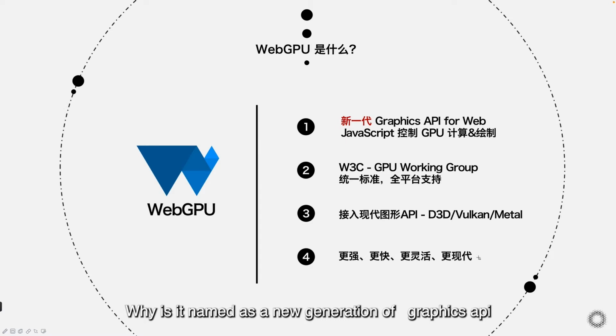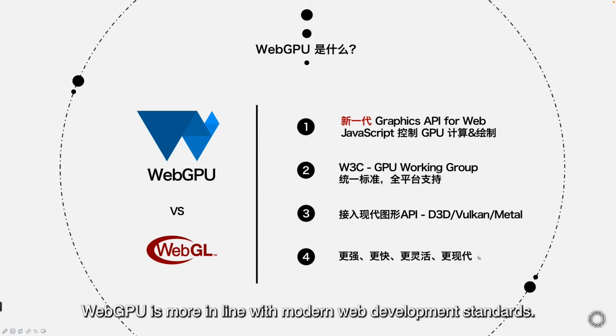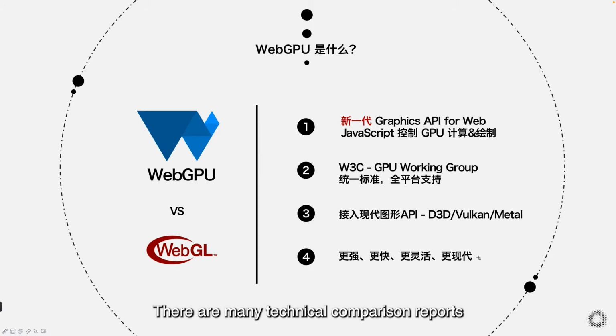Why is it named a new generation of graphics API? Compared with the current graphics standard, WebGL, WebGPU applies modern graphics APIs, which refer to Direct3D, Vulkan, and Metal. If you don't know these three things, it doesn't matter. For beginners, we just need to know that WebGPU is faster, more powerful, and more flexible than WebGL. And the most important thing is, WebGPU is more in line with modern web development standards.